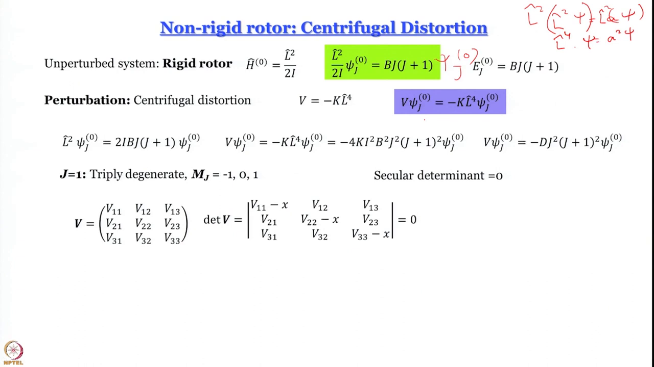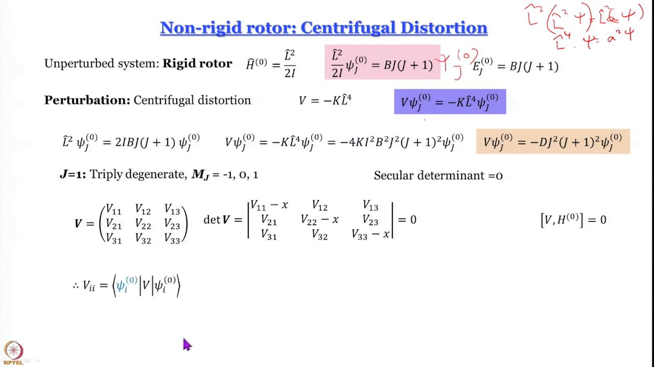Now, we will try to simplify these expressions for V11, V12 and so on and so forth. To do that, we will remember that psi j zeroth is really an eigenfunction of the operator V, and it has an eigenvalue minus d into j square into j plus 1 whole square. So, with that let us begin. We will also remember that V and h zeroth actually commute, right? It is apparent here, they have this common set of wave functions.